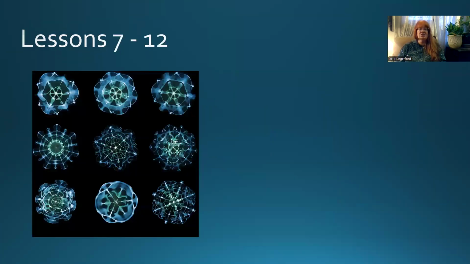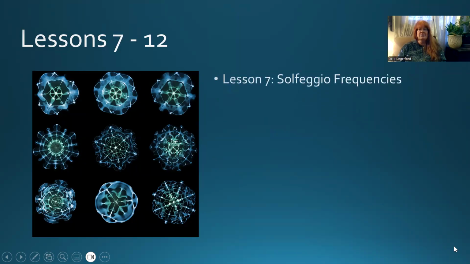Lessons 7 through 12. There we go. My little banner was hiding it. Number 7 is about the ancient solfeggio frequencies. There's a lot of misinformation about that. They're frequencies, sure, but are they musical frequencies? Maybe not. I guess you'll have to get the course to find out. And I have some blog posts about it too.